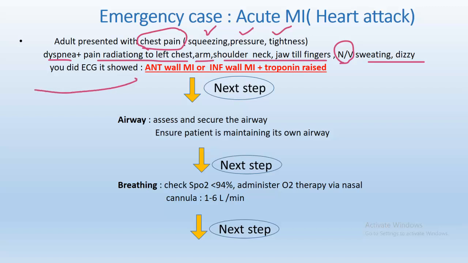So you decided to do all the labs and tests for the patient, and you did an ECG and found that the patient has an anterior wall MI or an inferior wall MI. The patient can also have a lateral wall MI or a posterior wall MI. In the labs you found the troponins are normal, but troponins take almost 3 to 6 hours to rise. So on the ECG you diagnosed him as MI.